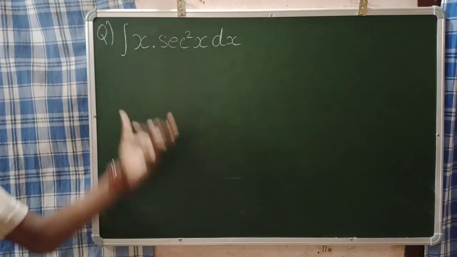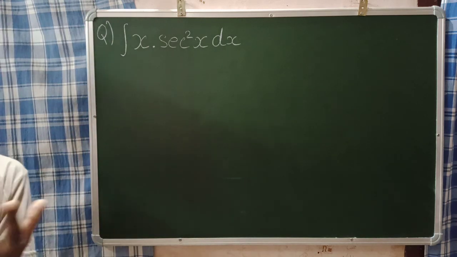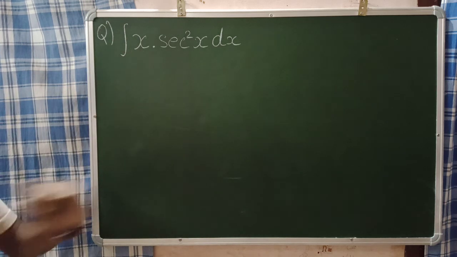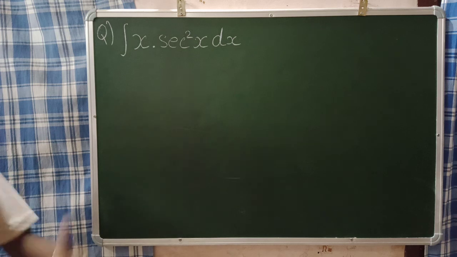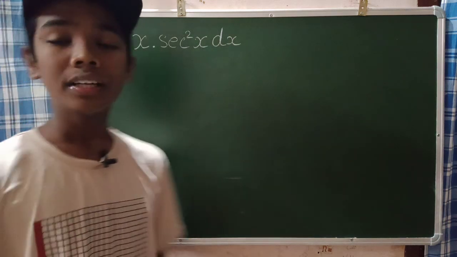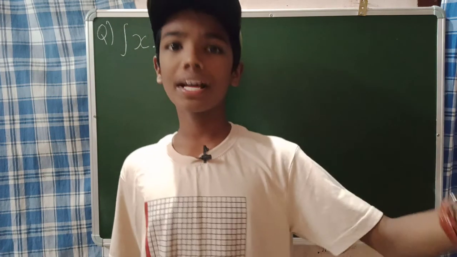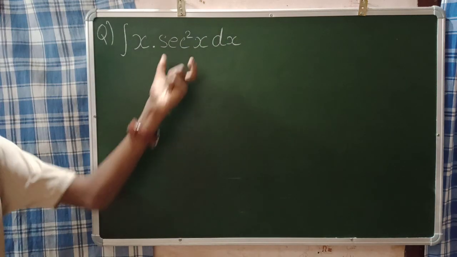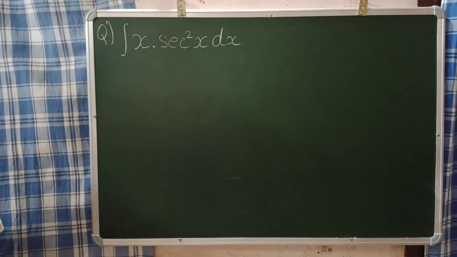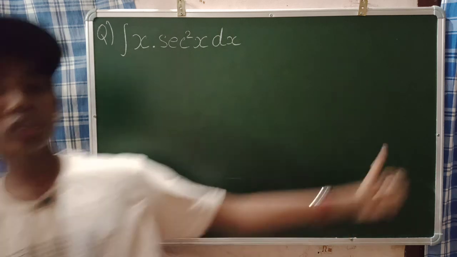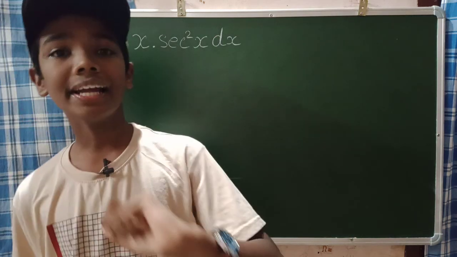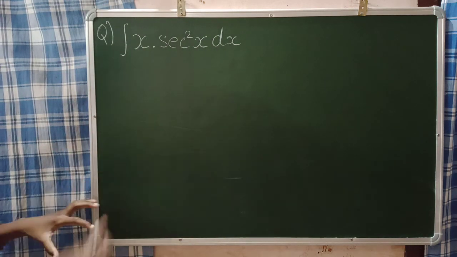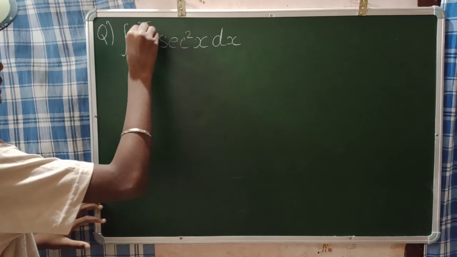So guys, which function will you be choosing as your first function and second function? We know that x is your first function, and secant square x will be the second function. How? That's by your ILATE rule. Few minutes before only I taught you the ILATE rule. In the ILATE rule, x is an algebraic function and secant square x is nothing but a trigonometric function. The algebraic function is to the left of the trigonometric function in ILATE, and that is why I am taking x as the first function and secant square x as the second function.